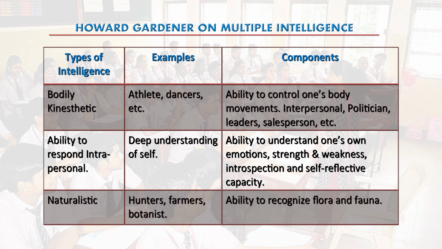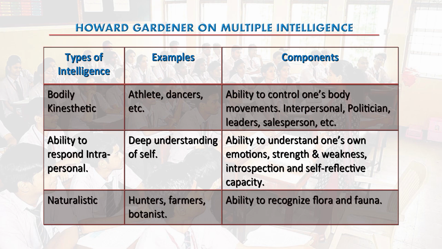Another type of intelligence is called bodily kinesthetic. This is related to, for example, athletes and dancers, and the component here is the ability to control one's body movement. Then interpersonal: politicians, leaders, salespersons, etc. So, this bodily kinesthetic means those involved in different types of athletic work, and in other creative work.